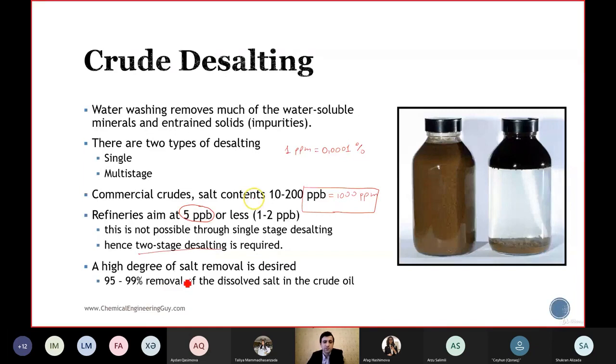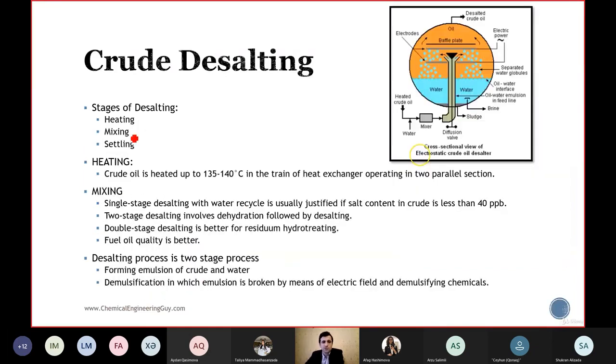Two-stage desalting is required when a high degree of salt removal is desired, 95-99% removal of the dissolved salt in the crude oil. In each stage of desalting, we first heat, then mix and settle. The crude is heated to 130-140 degrees in the train of heat exchangers, and then we mix. Single-stage desalting with water recycle is usually justified if the salt content in the crude is less than 40 ppb. If it is higher, then we use the double stage.